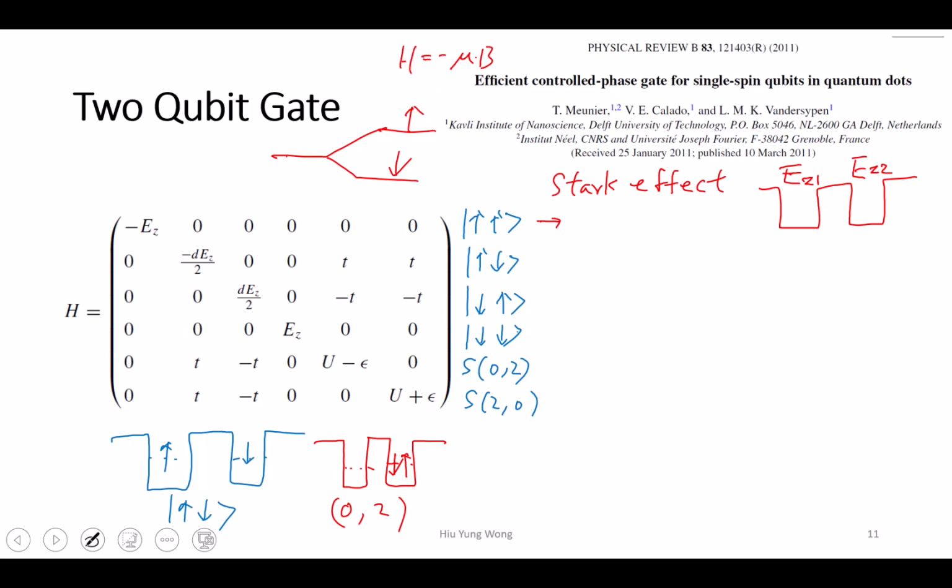So for spin up, I call this one EZ. The whole thing is EZ. So the spin up eigenvalue is EZ divided by 2, and this is plus EZ2 divided by 2, because the first qubit has an energy of EZ1 divided by 2, and the second qubit has an energy of EZ2 divided by 2. So this is just equal to the EZ.